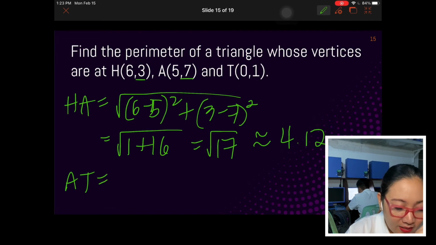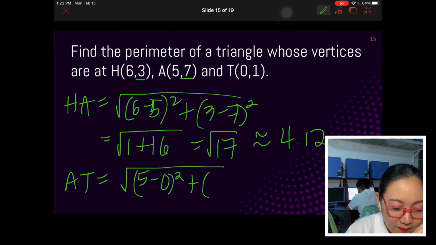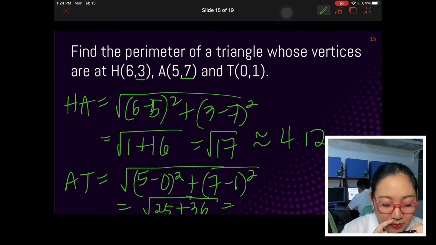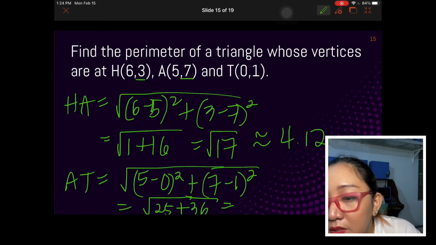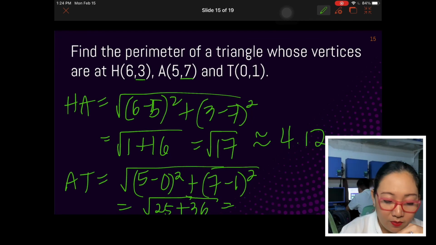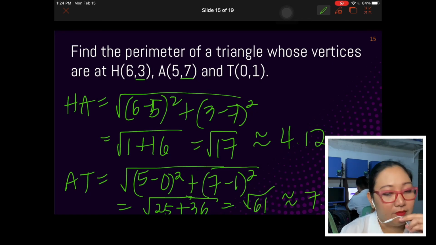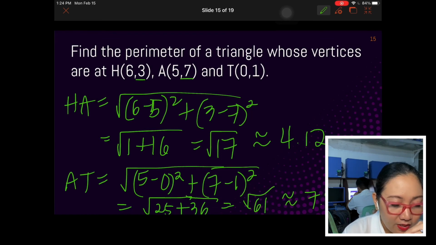So, si 80 naman ay gagawin natin square root of 5 minus 0 squared plus 7 minus 1 squared. Tapos, square root of 25 plus 36, which is 61. Square root of 61 ay 7.81. Okay? And then, let's proceed to the last one. Meron tayong HA, 80. So, HT naman.